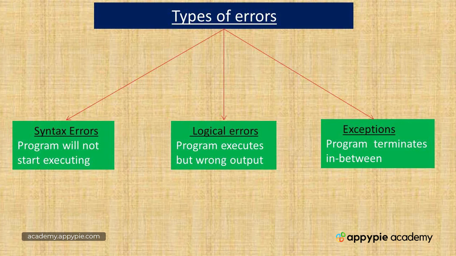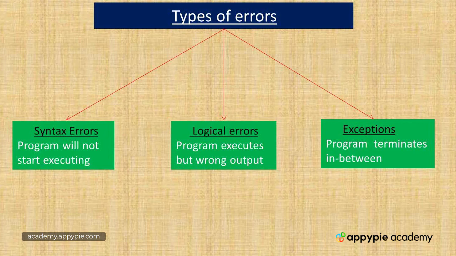Second type is logical errors. Now, interestingly, in case of a logical error there are no syntax errors. That is why the whole program is executed successfully. But the output is wrong. Why is the output wrong? Because the programmer might have made some logical mistakes in the program. So the program executes, but the output is wrong. So these are logical errors.